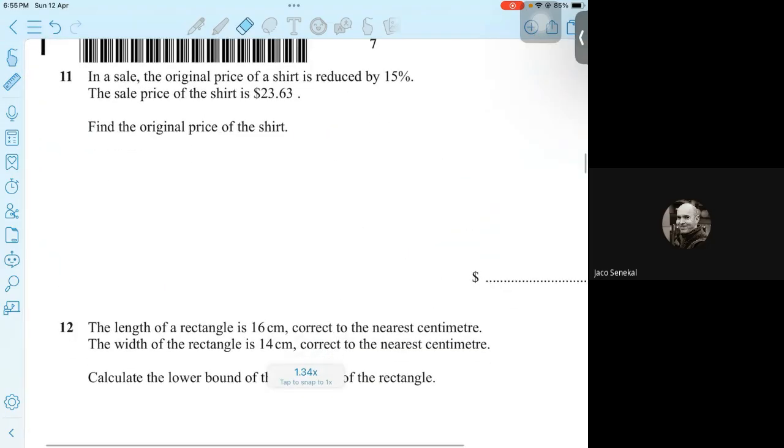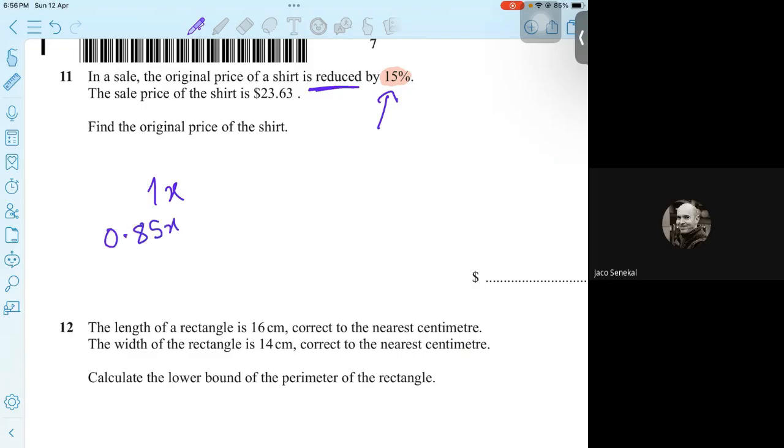Moving on. In a sale, the original price of a shirt is reduced by 15%. Okay. So I want you to learn something very important. I believe a few of you might already know this, but if you don't, just memorize this entirely. Whenever something gets reduced, we can consider the original price to be, let's say, 1x. Okay, this is the original price. And if it gets reduced by something, we can make this 0.85x. Okay, that's basically saying 0.15x got reduced from it.